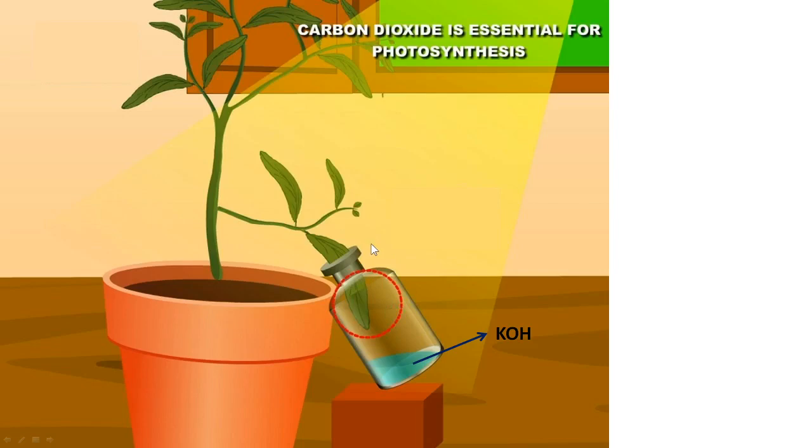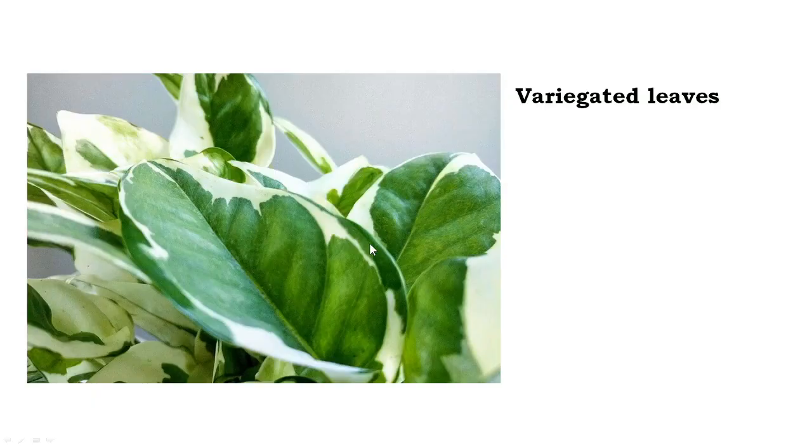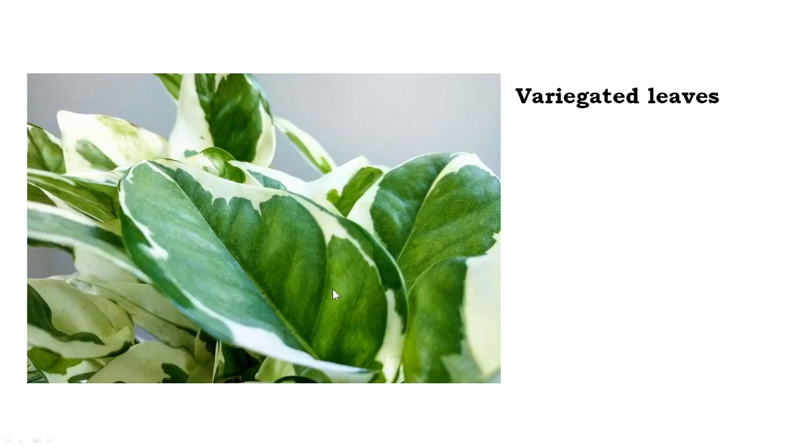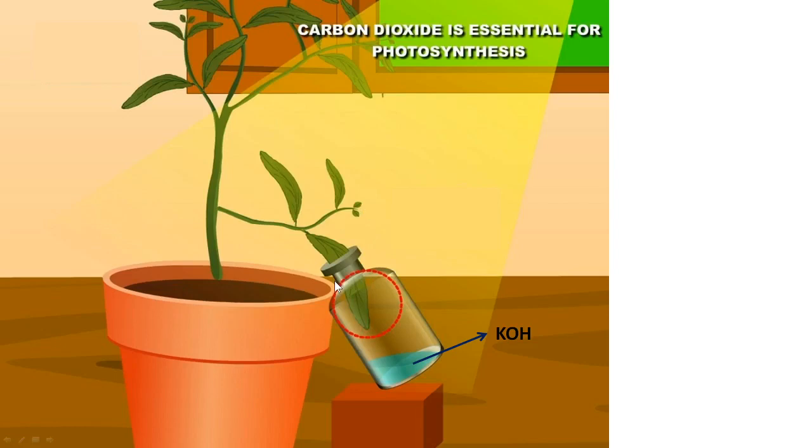So what are the three experiments? What do these three experiments show? These three experiments show that here sunlight is necessary for photosynthesis. Here chlorophyll is necessary for photosynthesis. Here it shows that carbon dioxide is necessary for photosynthesis.